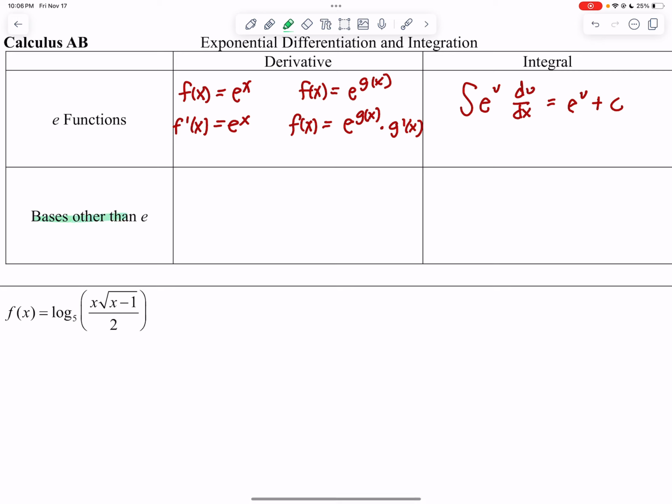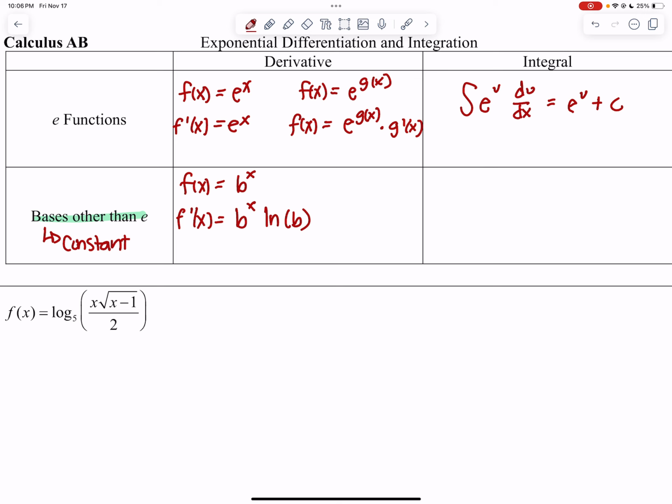Your new lesson for the day is going to be bases other than e, and this is going to be a constant base. Now we'll see what happens whenever you don't have a constant base. Let's say that you have a function as a base. If you do, then we're going to have to use logarithmic differentiation that we did back in day 1. But for a constant base, let's say that you have b to the x, where b is some number. Then your derivative here is going to be very similar to e, where you have b to the x, but then you have ln of b.